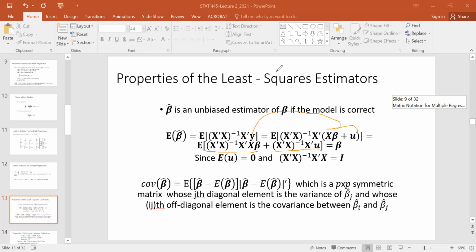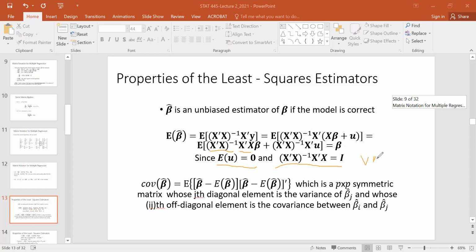And we'll be left with this part. So convince yourself why it is unbiased. This expectation will go to 0 because the expectation will operate on the U. We assume the expectation of U is 0. Look at this, this and this will cancel. This whole thing will cancel this guy. So we'll be left with only beta. When I say it cancels, I mean it becomes the identity. So we've shown it's unbiased.